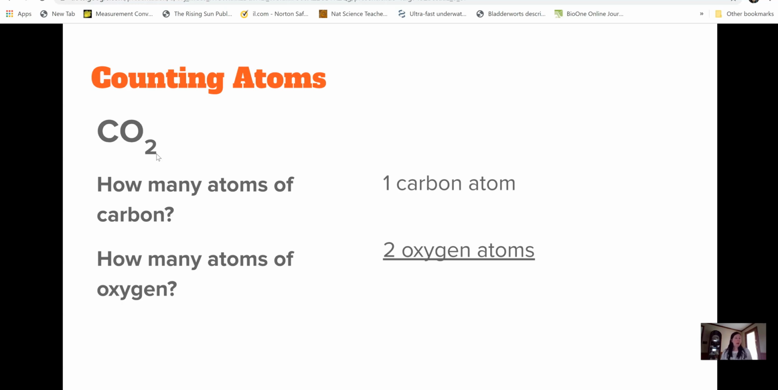So if we're asked how many carbon, we know we have 1. How many oxygen, we know we have 2. But what if someone asked you how many atoms are in this formula? Well, we would just add how many carbon and oxygen we have together. And in this case, the total amount of atoms would be 3 in that whole complete formula. So this is counting the atoms in carbon dioxide. We're only looking at a subscript.